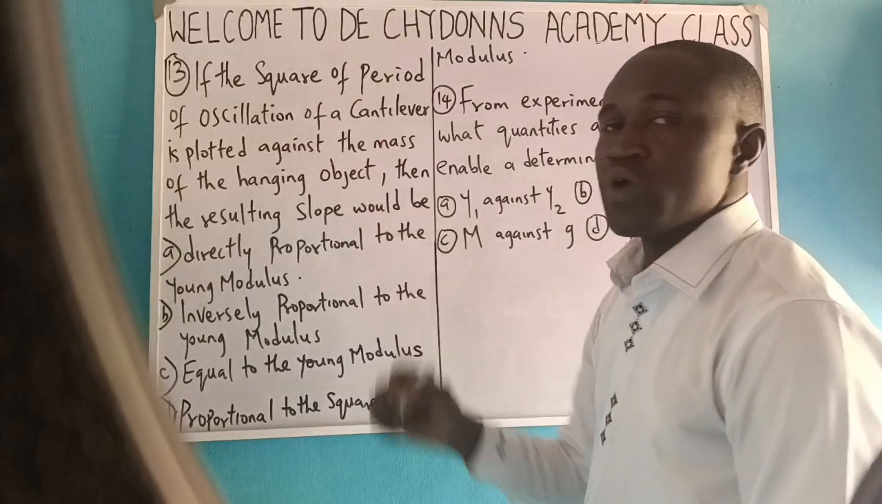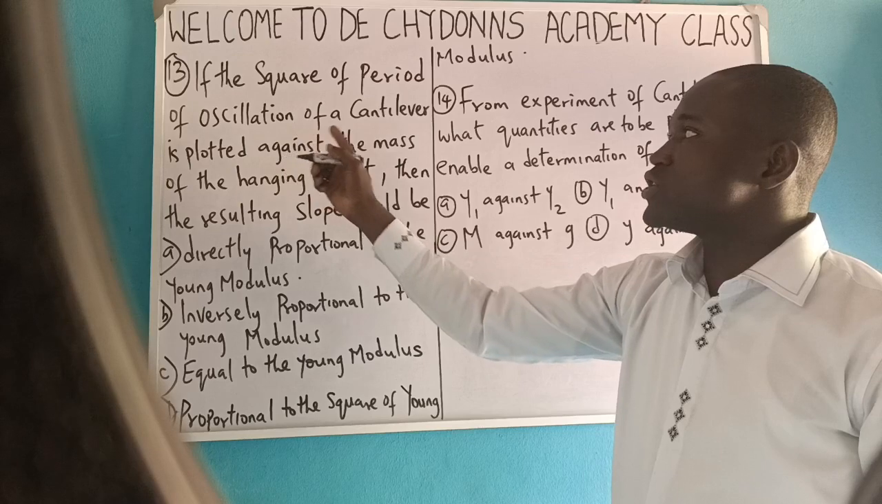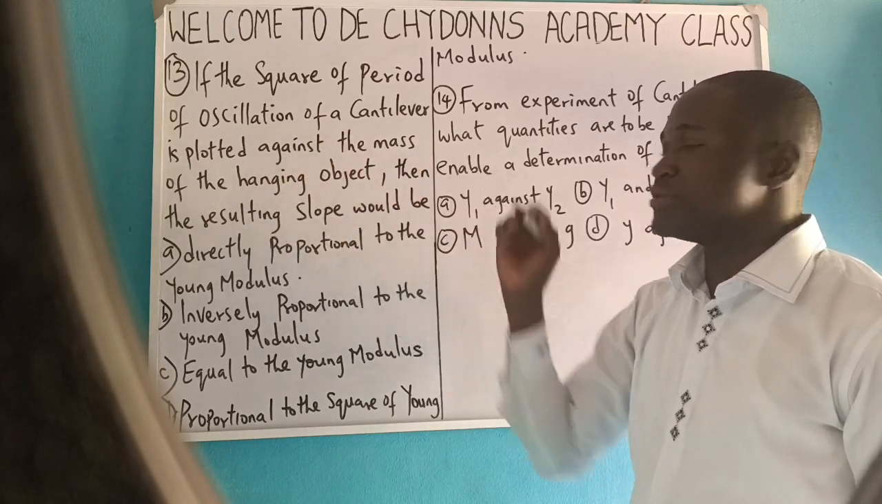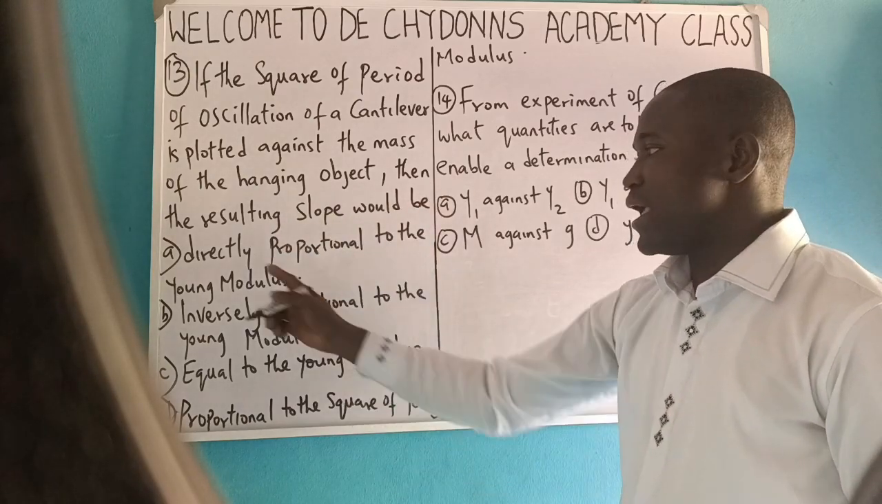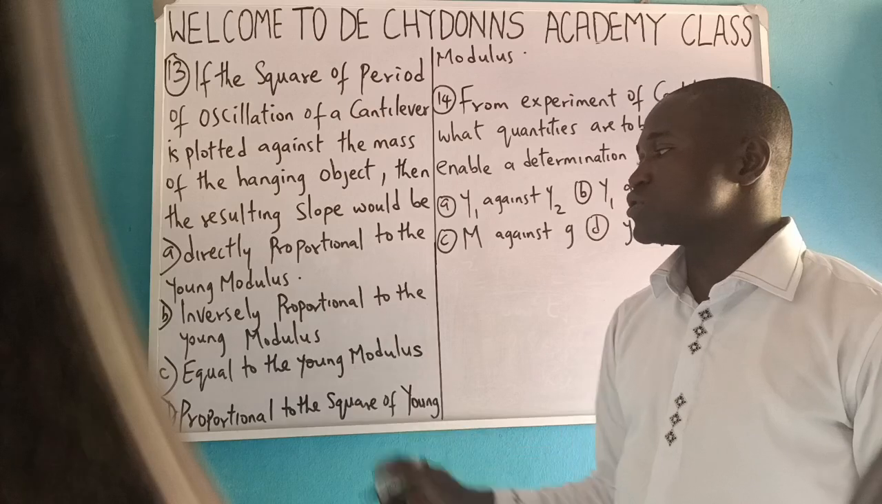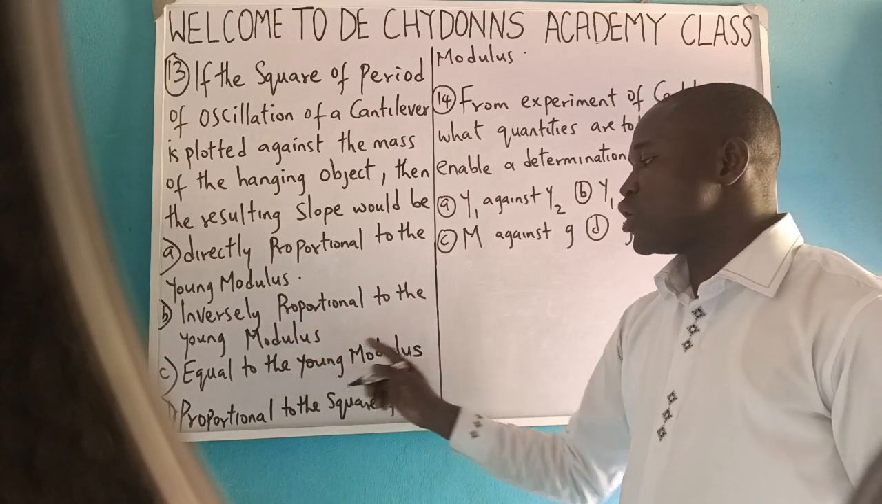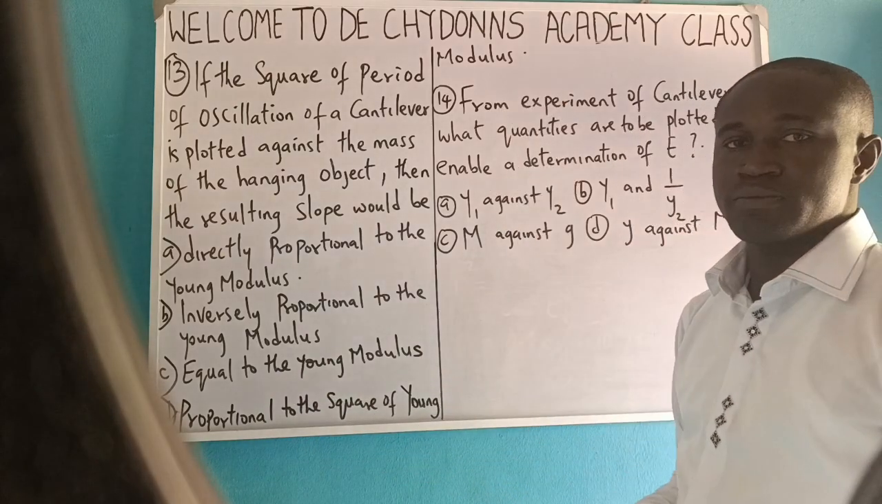Let's see how to solve question 13 and 14. If the square of the period of oscillation of a cantilever is plotted against the mass of the hanging object, then the resulting slope will be what? A. Directly proportional to the Young modulus, B. inversely proportional to the Young modulus, C. equal to the Young modulus, and D. proportional to the square of the Young modulus.